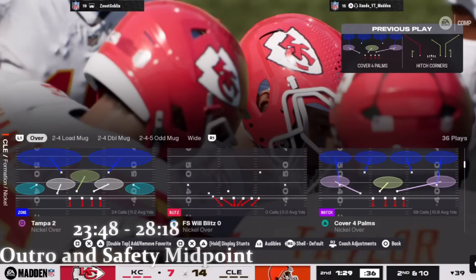This video was to give you one of the things that I use against empty sets. Again, we call palms. And I will make subtle adjustments to remain in palms, or I will play hot quarters, which is, again, another coverage that I'll go over in a later video.